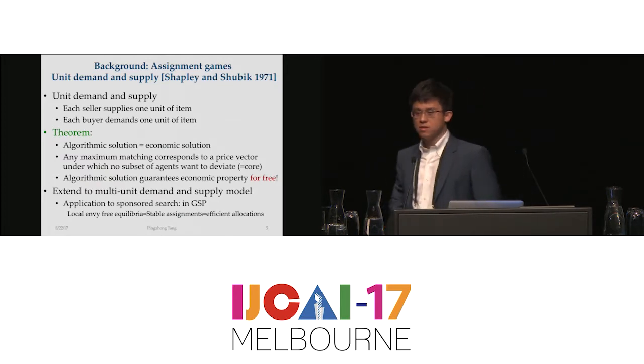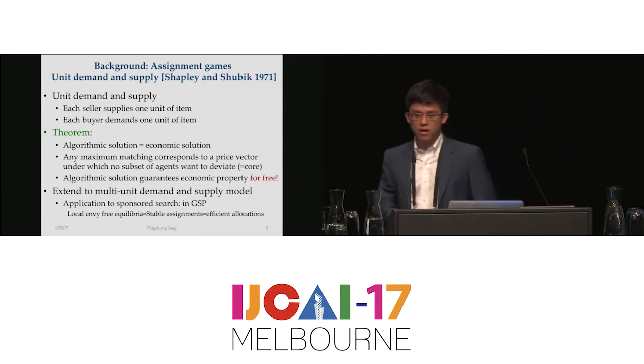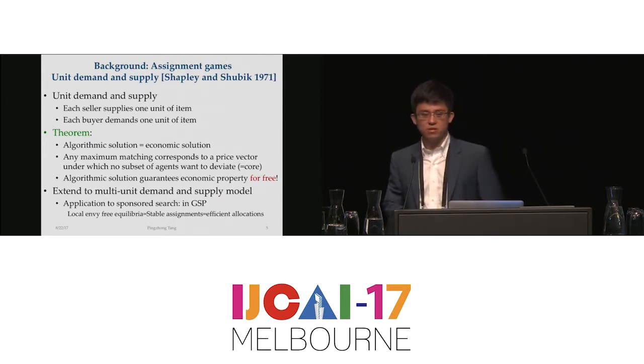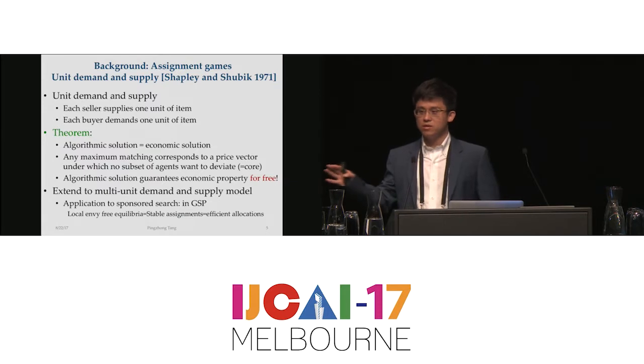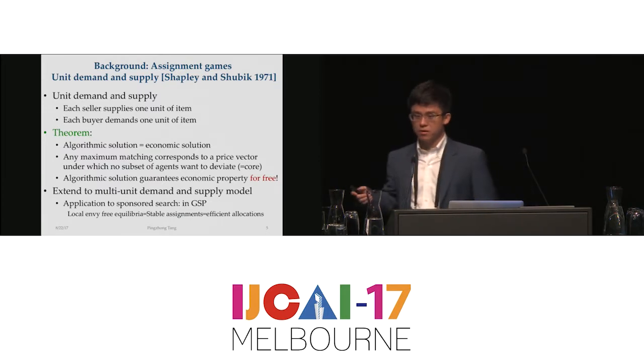For short, it essentially means that any maximum matching is in the core. If you don't understand this, it's okay to ignore economics. You can just find a maximum matching, and there is a price vector that will give you very nice economic properties for free.